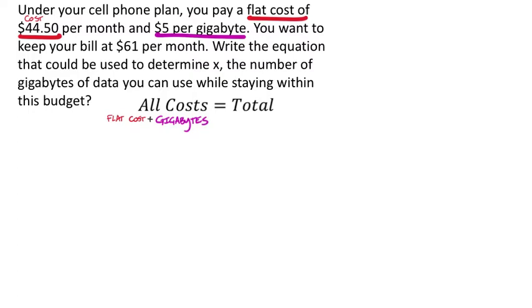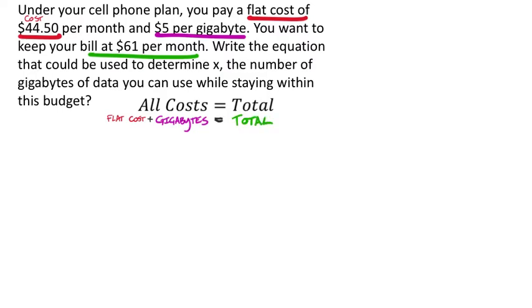And I may have spelled that incorrectly, but I also don't care. And then of course, we have the total also, which was given. That would be our total bill. So it looks like that's just $61 per month. That would be our total.